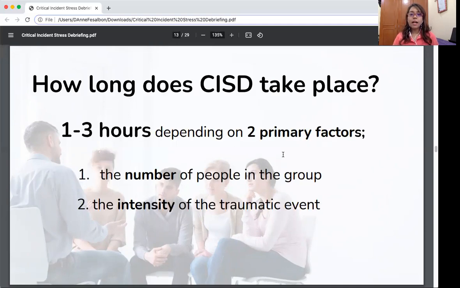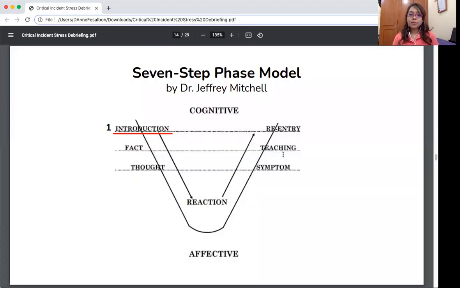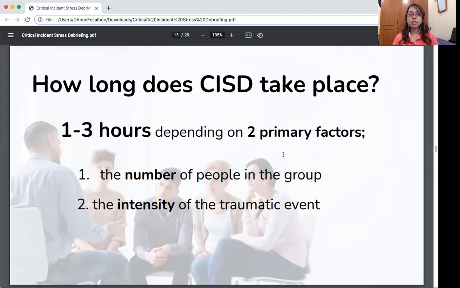And then, how long does CISD take? It's usually 1 to 3 hours, but it depends on two primary factors, which are the number of people in the group and the intensity of the traumatic event. Of course, some people would prefer to share shorter, or some would prefer to talk longer. So it really depends on the number of people, the pacing, as well as the intensity of the traumatic event.